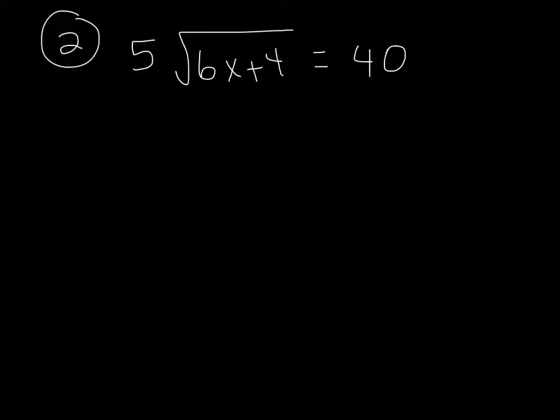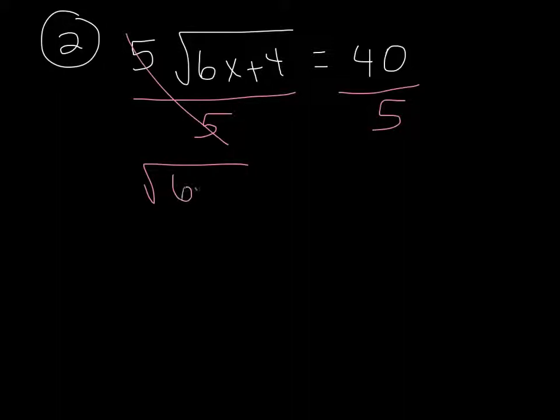So number 2, 5 times the square root of 6x plus 4 equals 40. Okay, so that square root on the left side is not by itself yet. So we need to first, before we do anything else, divide by that 5 to get that other. So now we just have a square root by itself. So square root of 6x plus 4 equals 40 divided by 5, which is 8. Now to undo the square root sign, we have to square both sides.